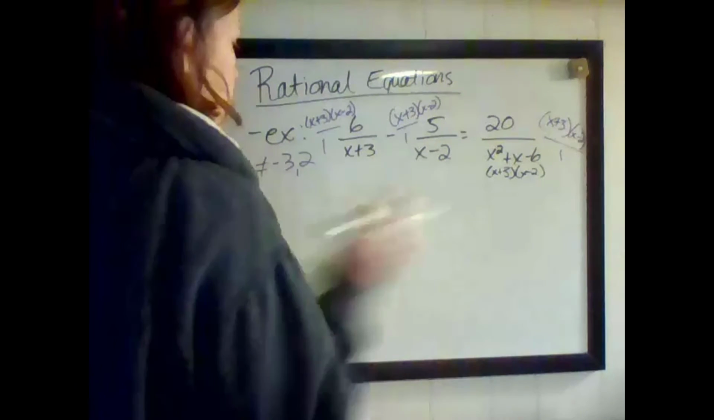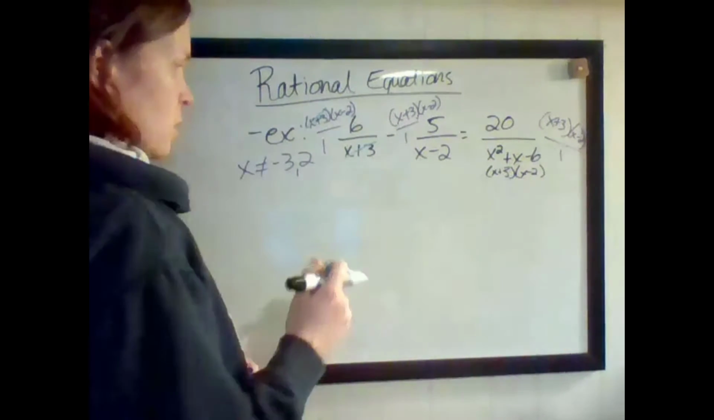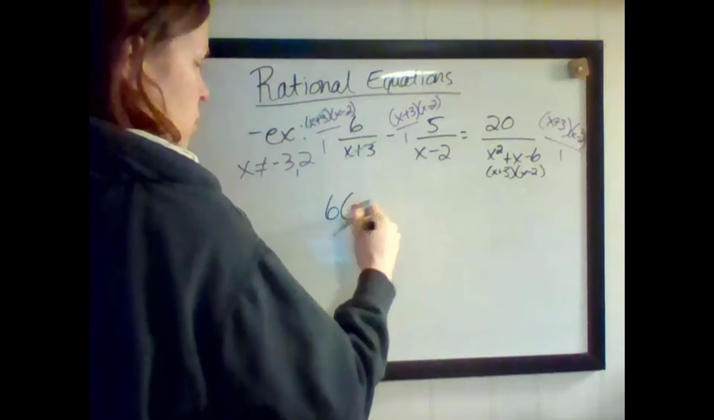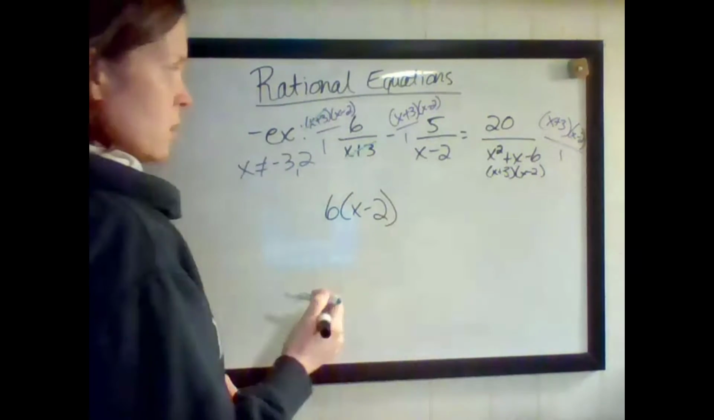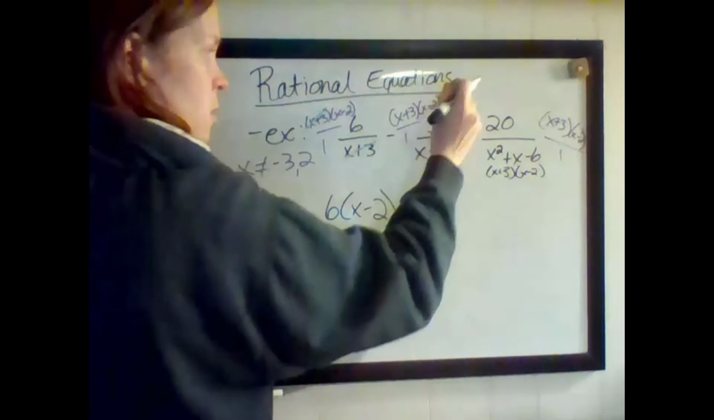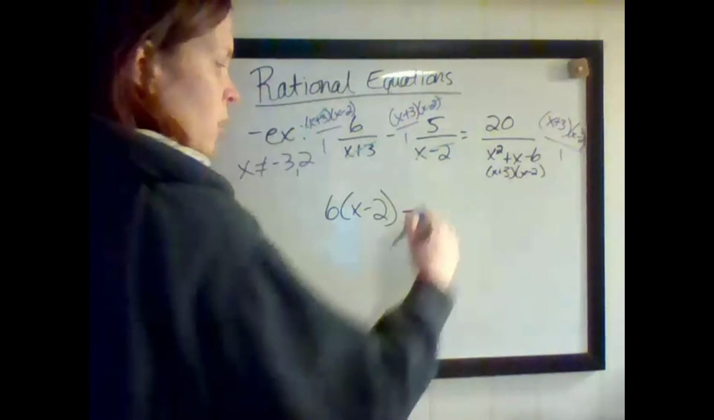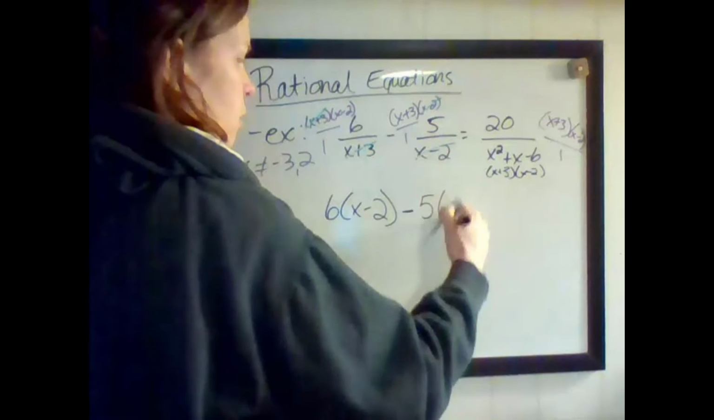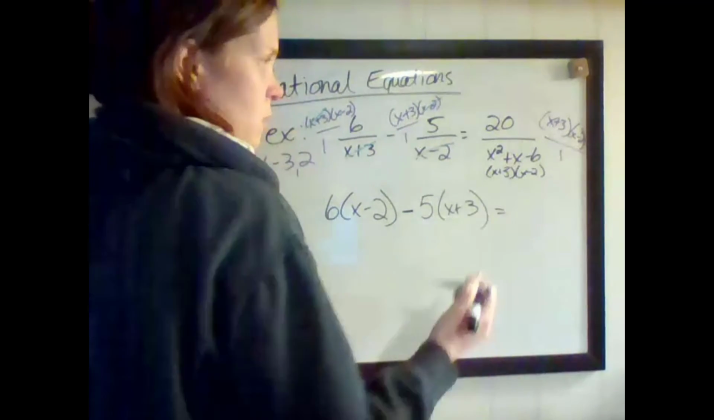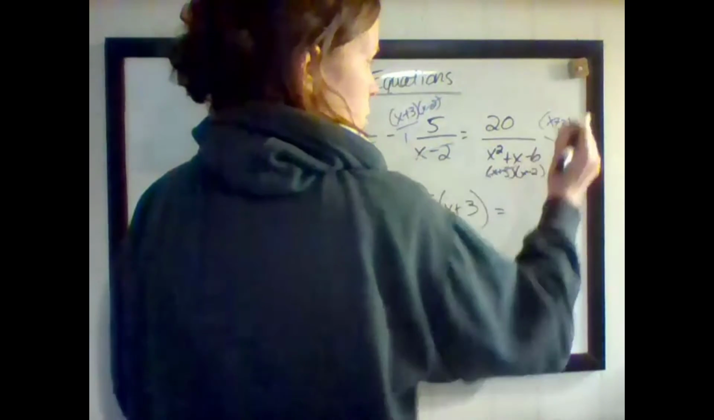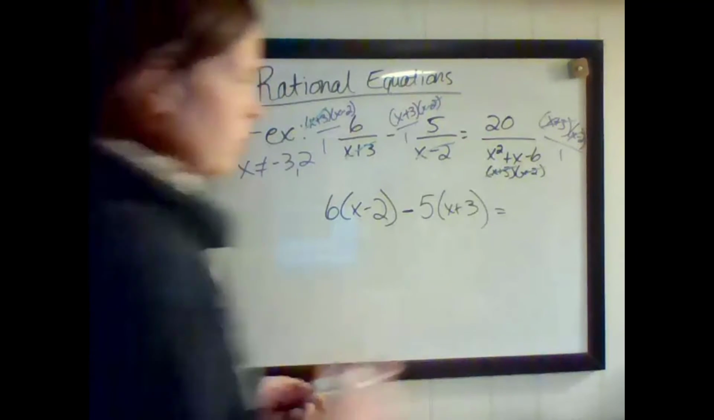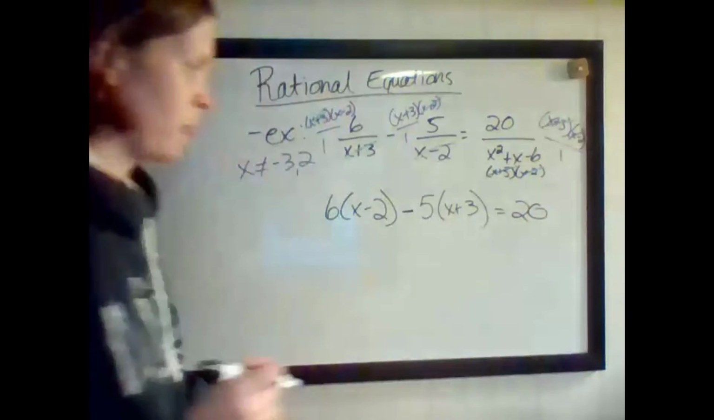Okay, so now, first one, x plus 3 is going to cancel. So I'll be left with x minus 2 and 6 multiplied. So I'm going to bring it down as 6 times x minus 2. Bring down my minus. X minus 2 is going to cancel. So I'll bring down 5 times x plus 3 equals. So this one, x plus 3 cancels and x minus 2 cancels. So all I'm left with is my 20 equals 20.